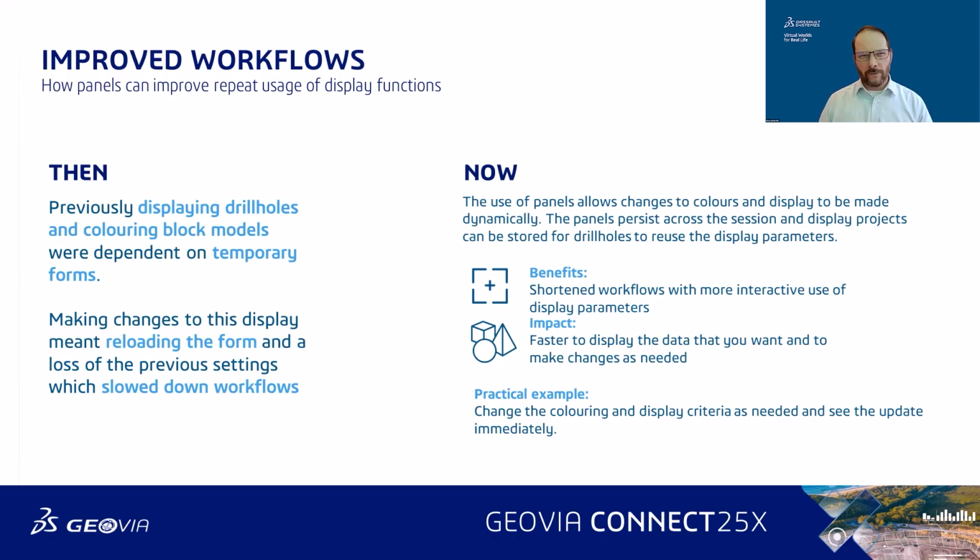So we don't want to reload the form constantly. We want to have something that persists for as long as you're displaying that data type so that you can just quickly and easily make changes. That's what we're doing through the use of panels, to allow us to change those colors and displays dynamically and to have it persist across multiple screens and multiple viewports. So the benefit is that you should be able to run those functions faster than you have before. It should be more interactive, faster to display, and you'll be able to see the update immediately.